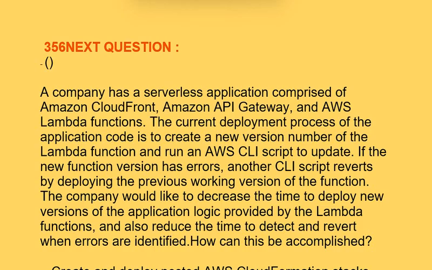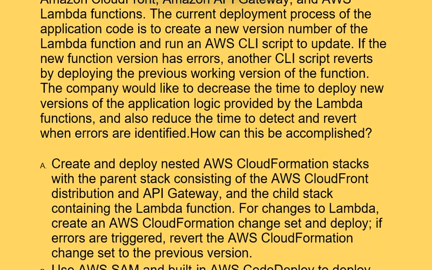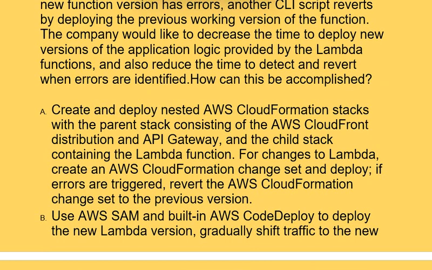How can this be accomplished? Option A, create and deploy nested AWS CloudFormation stacks with the parent stack consisting of the AWS CloudFront distribution and API Gateway and the child stack containing the Lambda function. For changes to Lambda, create an AWS CloudFormation change set and deploy. If errors are triggered, revert the AWS CloudFormation change set to the previous version.